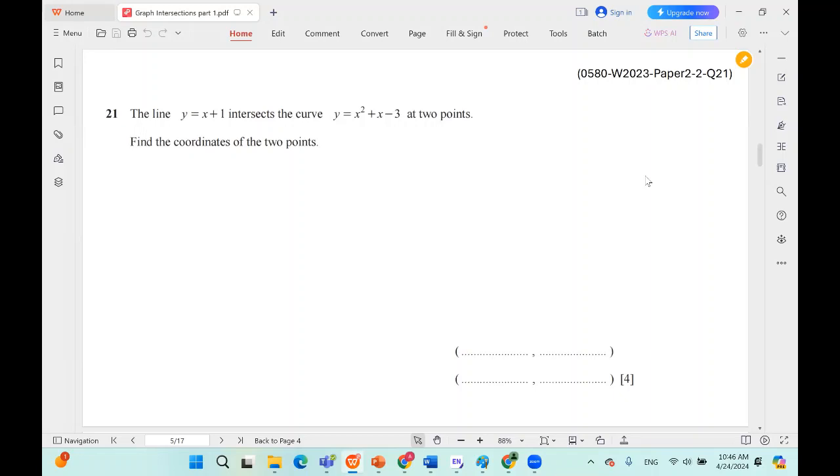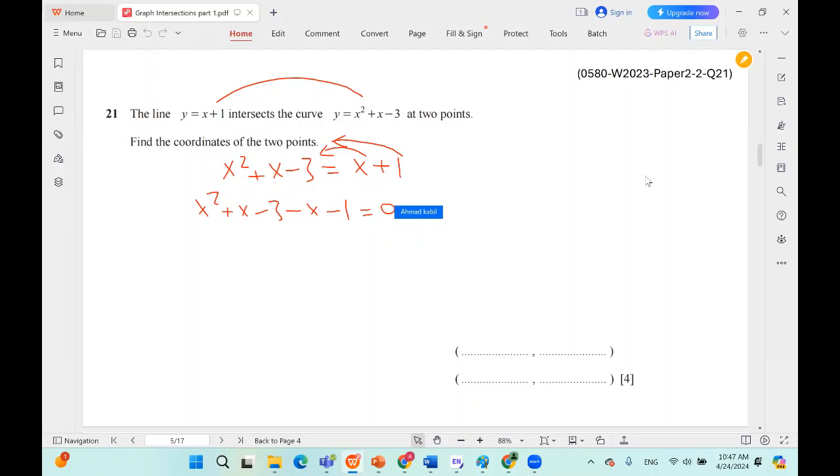The line y equals x plus 1 intersects the curve y equals x squared plus x minus 3 at 2 points. Find the coordinates of the 2 points. So again, we just equate both expressions. So x squared plus x minus 3 equals x plus 1. We take the x and 1 to the other side. So x squared plus x minus 3 minus x minus 1 equals 0. So here we have x squared, and then x minus x, they cancel out. So x squared minus 4 equals 0.